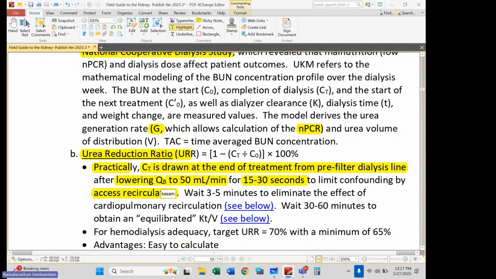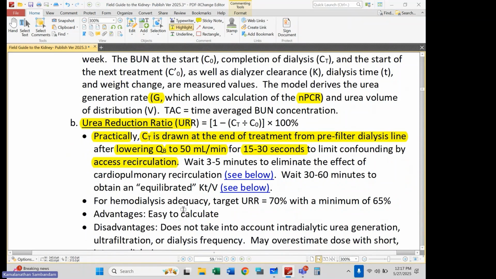So keep that in mind. Sometimes you're going to have to troubleshoot a URR or a KT over V that doesn't make sense. Knowing some of this methodology for sampling urea is important to ensure that you have good data, okay? Or you can explain bad data, right? We also tend to wait for about 3 minutes or so to eliminate the effect of cardiopulmonary recirculation.